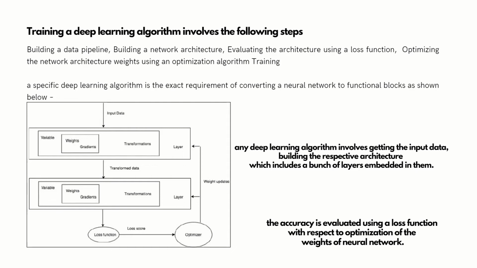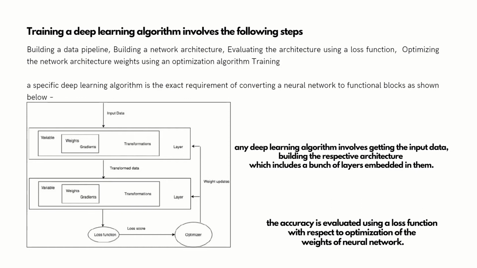So building a data pipeline will help you automate your entire workflow process, whether in deep learning or machine learning. Then building the network architecture, followed by evaluating the architecture using a loss function. And then finally, optimizing the network architecture or the weights using an optimization algorithm, training. Now, weight optimization is a very important process in neural architecture or the network architecture. We will be discussing this entire process later on in detail, how this entire concept works.